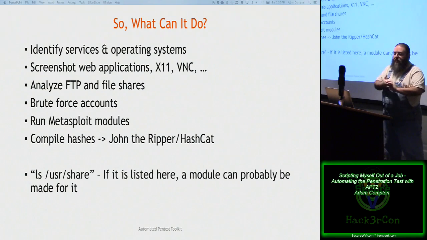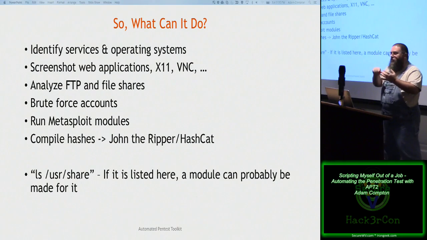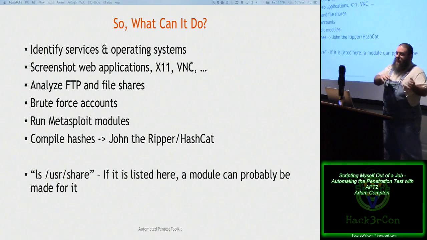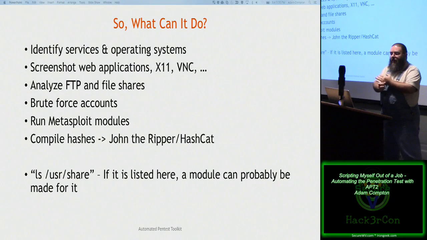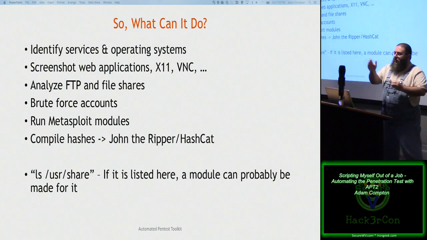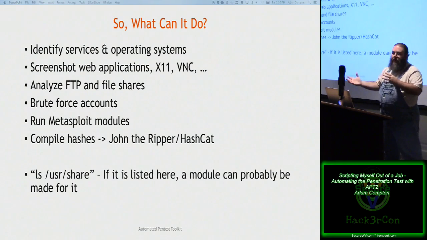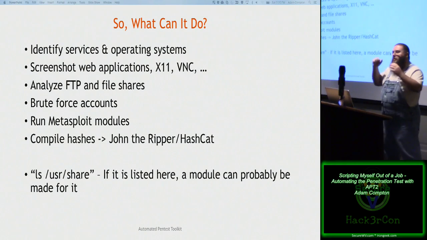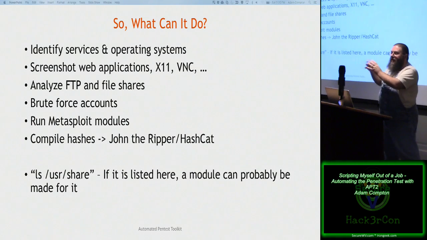So what can it do? It can identify services and operating systems. It can screenshot web applications, X11, VNC, any of these remote interaction services. If it finds a way to access an FTP, NFS, SMB share, any sort of these remote network shares, if it can access it through anonymous connections or through guessable credentials or gathered credentials somewhere down the path, it will try to analyze those, search through them for sensitive file names. Right now it's just searching for file names, but that could be extended easily to search for file contents, taking a little longer, obviously, or possibly incorporate some other tools in there in the process.